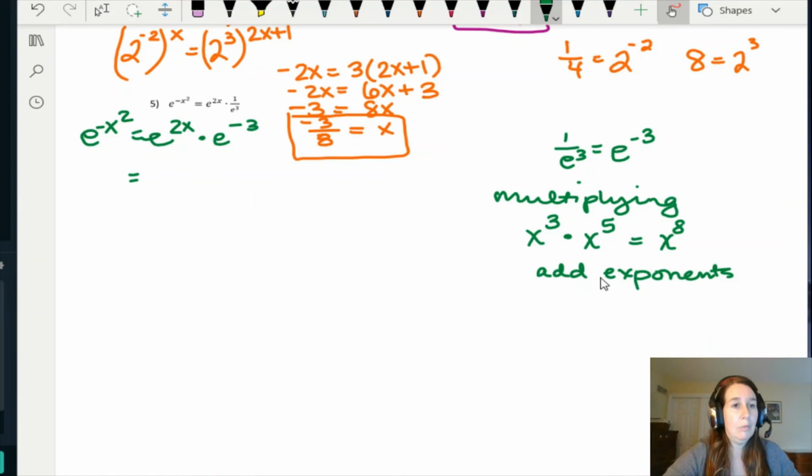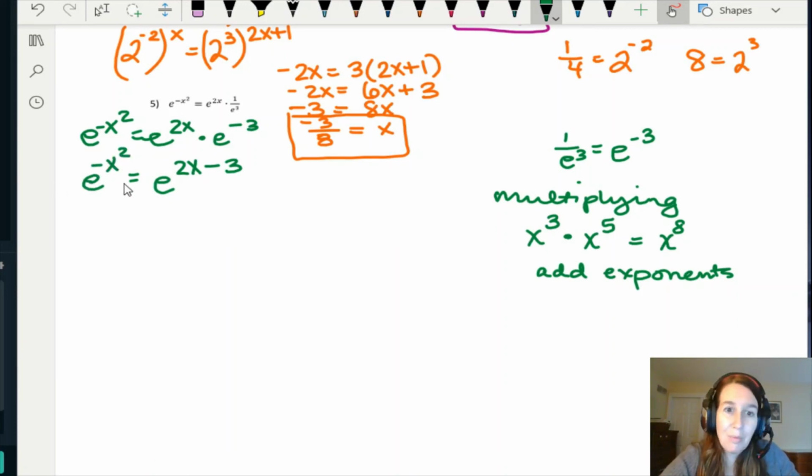It's a lot of algebra thrown at you, right? All right, so since we are multiplying this term times this term, we need to add the exponent. So this is e to the 2x minus 3, plus a negative 3. This is e to the negative x squared. Now, I know that problem looked really complex, but look now, the bases are the same, so therefore the exponents will be the same.